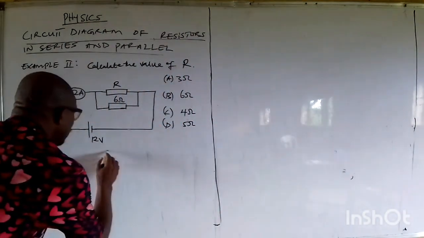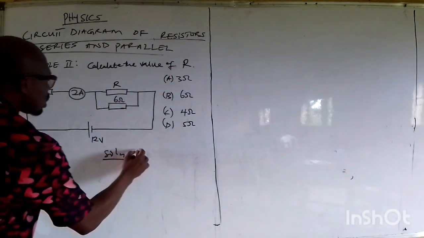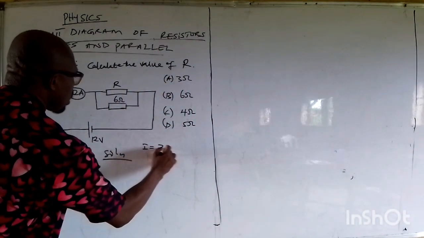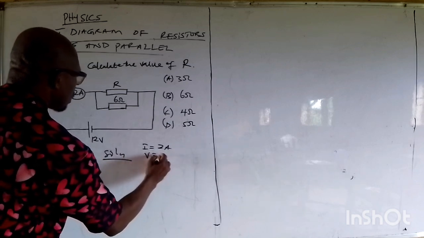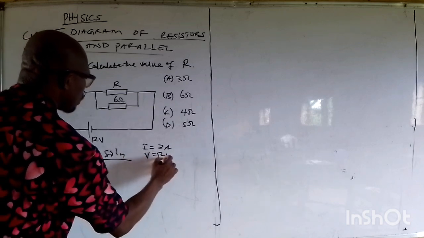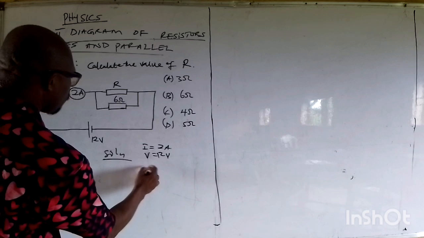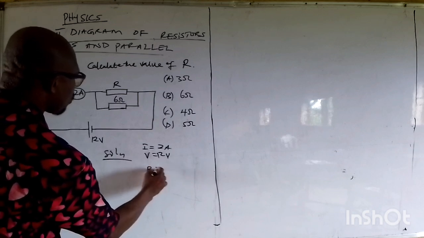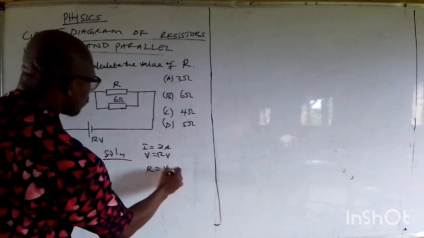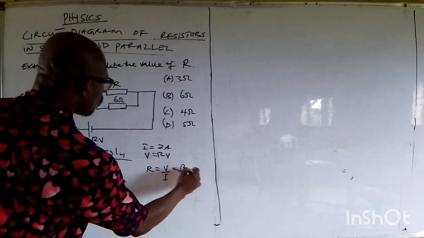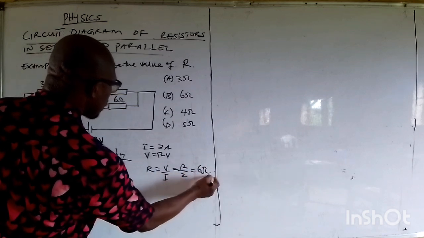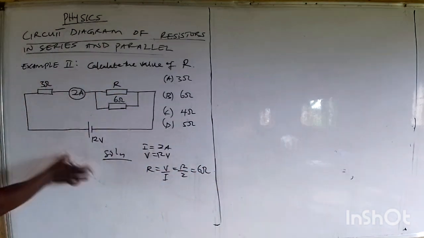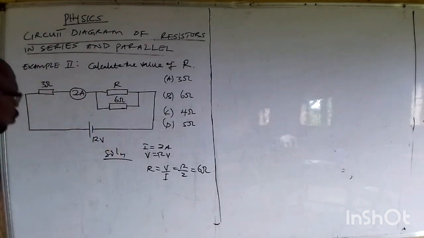Solution. Just like we solved the other time, since I here is 2 ampere, V is 12 volts. Now we have from Ohm's law that R is equal to V all over I, which will give us 12 over 2 will give us 6 ohms. Now, having gotten that, we resolve the one in parallel.